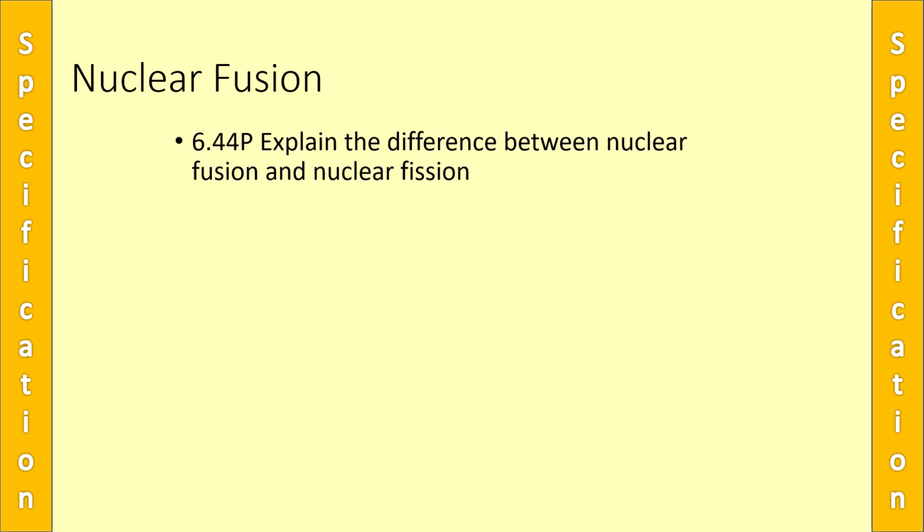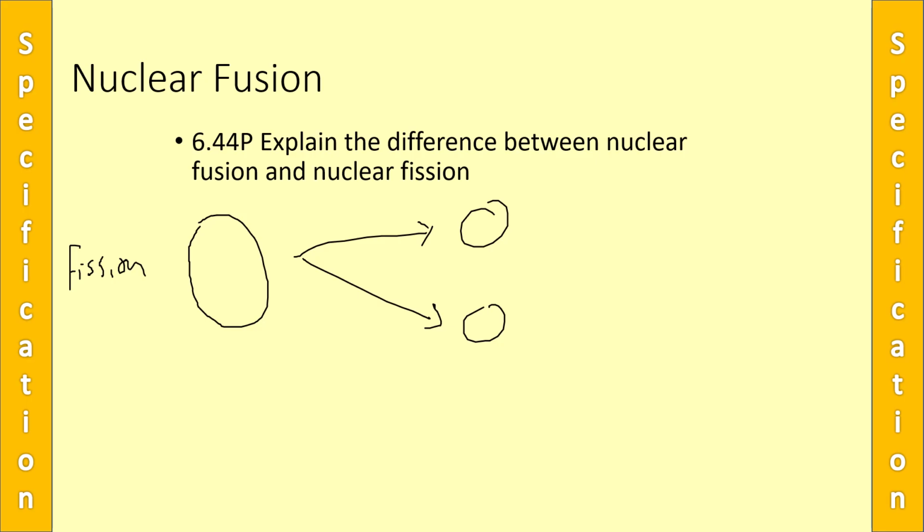Okay, 6.44p, explain the difference between nuclear fusion and fission. Hopefully, if I've explained things well enough, you'll understand this by now. I'm not going to spend too long. Fission, we're taking a large nuclei, we're breaking it up into smaller nuclei, and usually some neutrons. And fusion, we're taking small nuclei, adding them together into bigger nuclei.